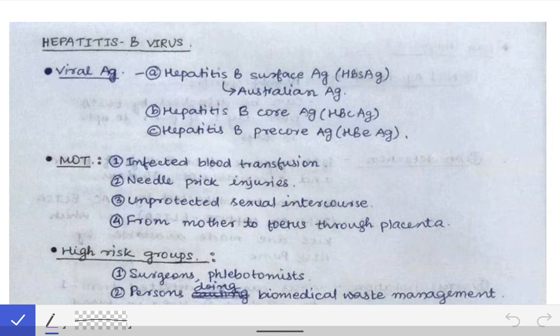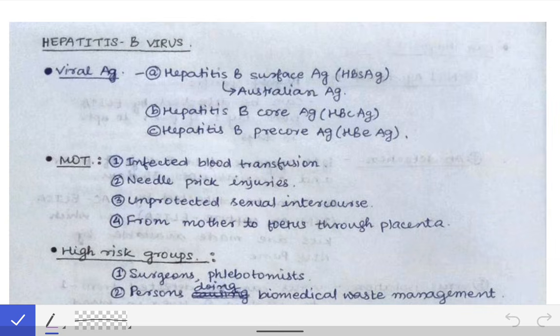The non-enveloped viruses among the hepatitis viruses are the hepatitis A virus and the hepatitis E virus. These two are the non-enveloped viruses, while hepatitis B, C, and D are the enveloped viruses. So this was all about the basic things about hepatitis B.